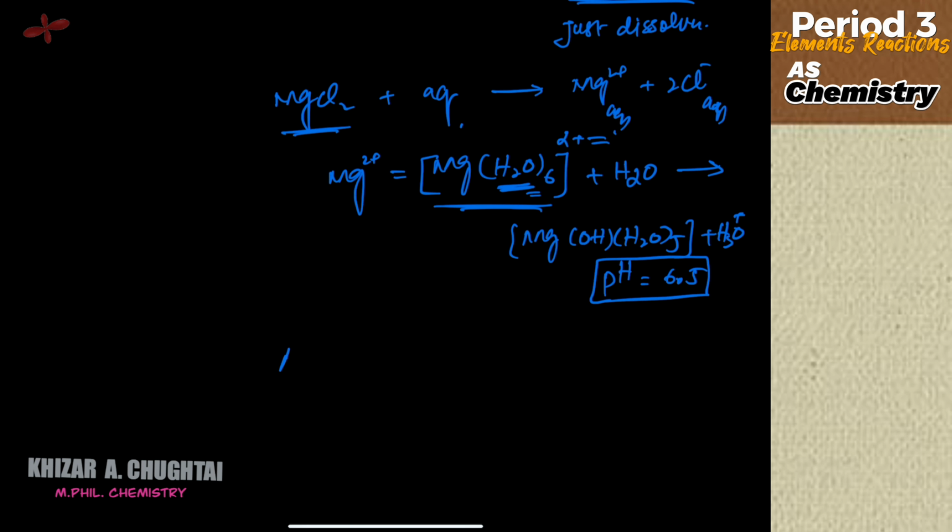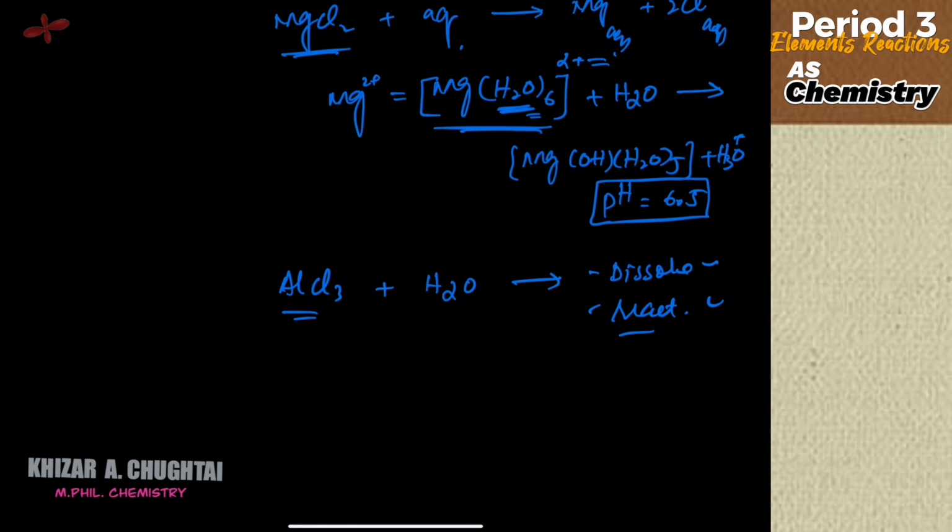Now the next one is AlCl3. It's a covalent molecule, and whenever covalent molecules are allowed to react with water, yes, they dissolve, it's true. Number two, they react chemically with water. They dissolve and they also react with water. And this process, this mechanism, is said to be hydrolysis. This is the property of simple covalent molecules.